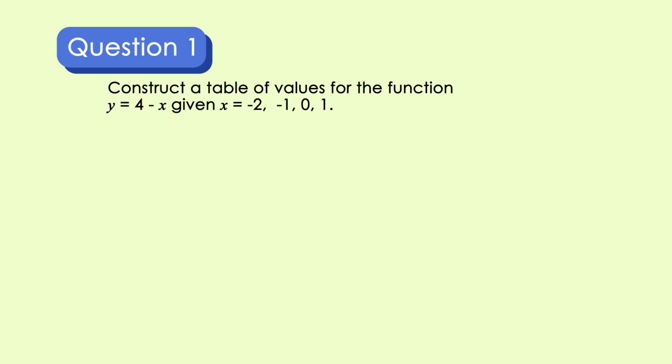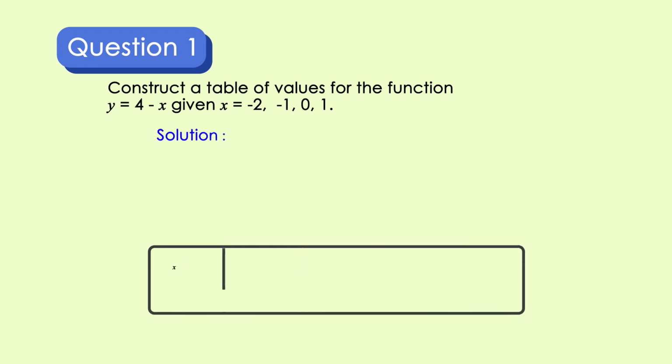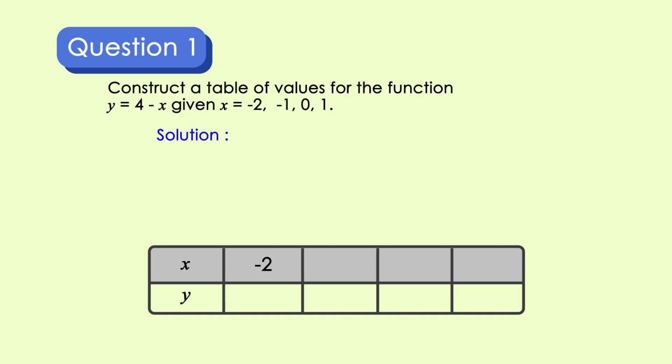Question 1. Construct a table of values for the function y = 4 - x given x = -2, -1, 0, and 1. How are we going to find the solution? To construct this table, first, we need to find the values of y for the given values of x. So, let's start with x = -2.